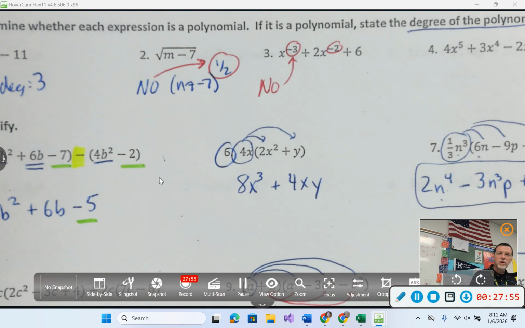So what is that? 36 equals 4K. Oh yeah. K equals 9.